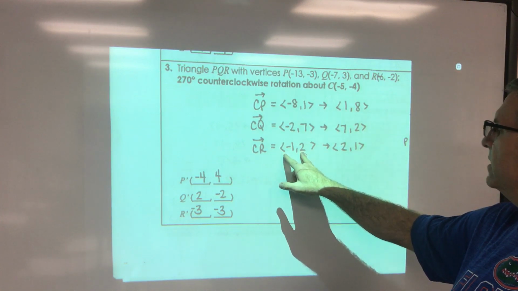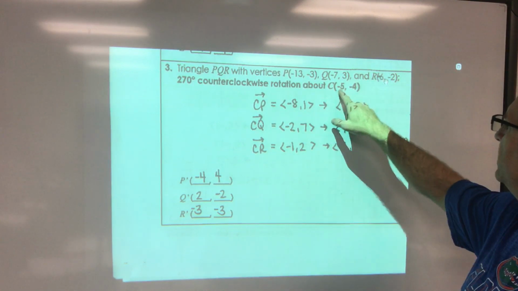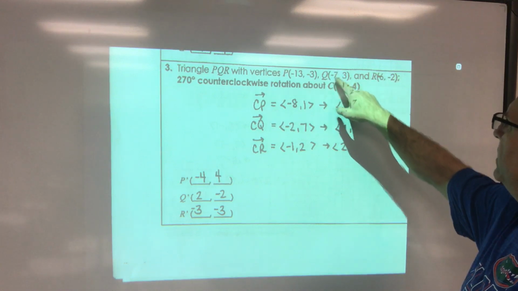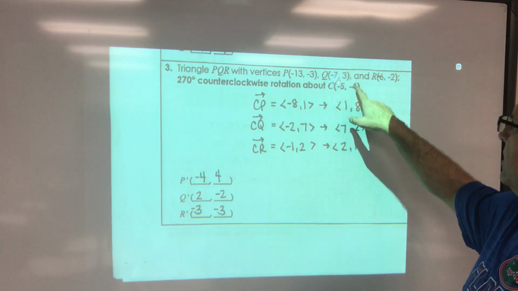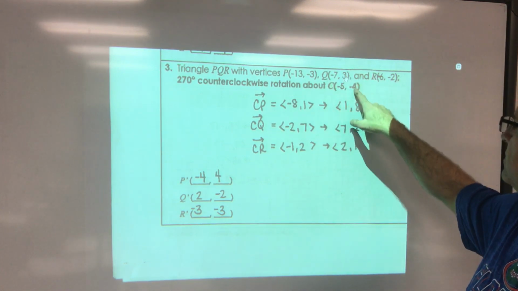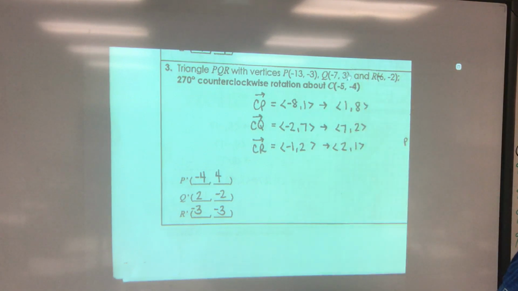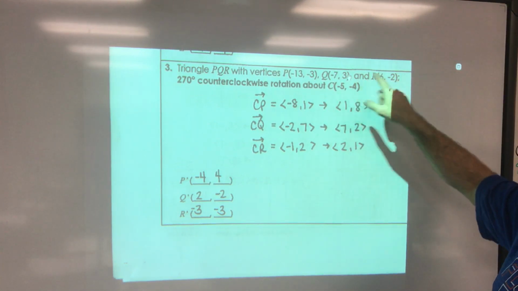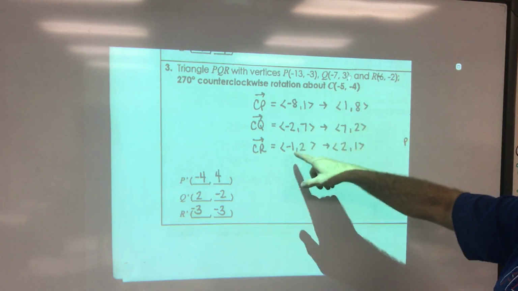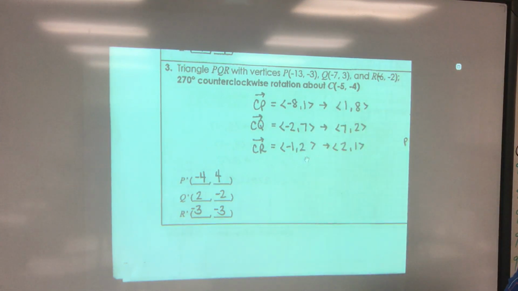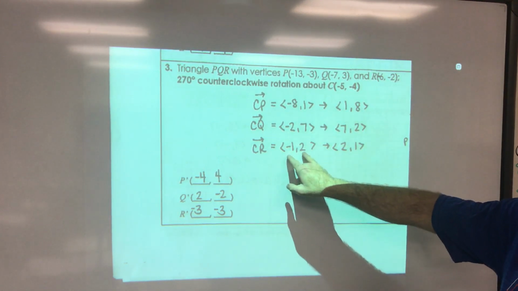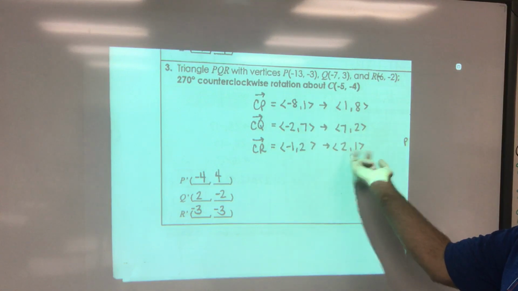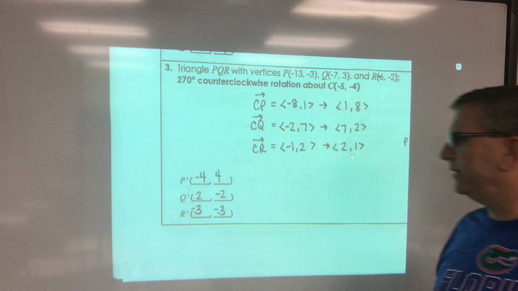This -1 and 2, again, we get these from how far away these are. This is -2 and 7. It went up from -4 to 3. And then from -5 to -6, it went down 1, and -4 to -2, it went up 2. So then I flip right here, and now I have 2 and 1.